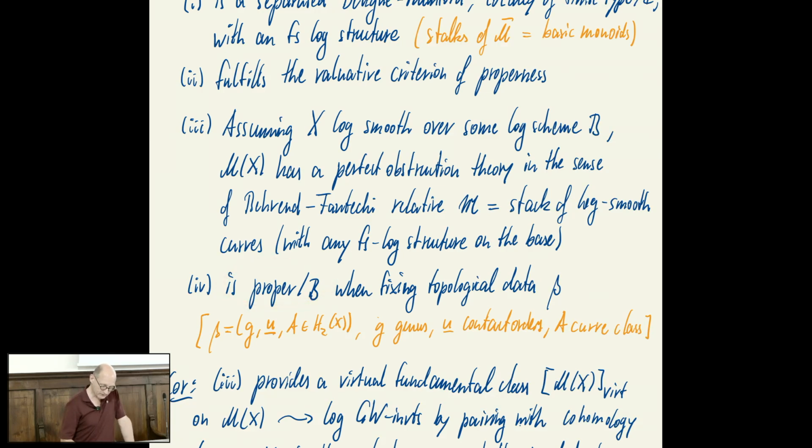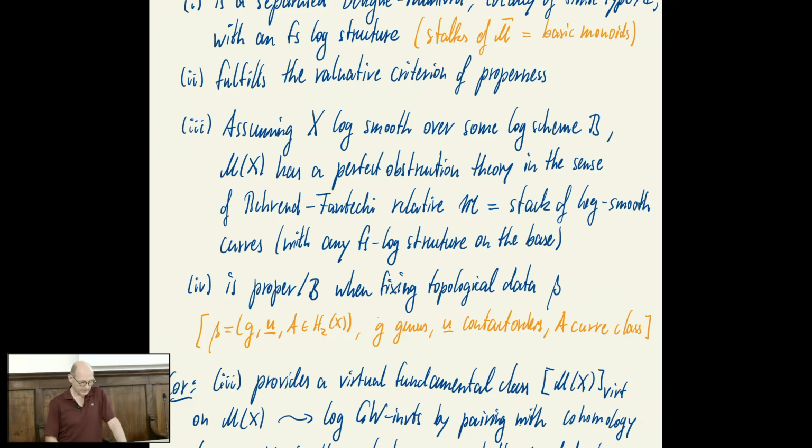And then to get log Gromov-Witten theory, you also need some perfect obstruction theory, some virtual formalism, and that just works, okay? But all the other points work when X is pretty much everything. Point 3 only works when you have log smooth over B. I mean, B might be something, but you have to be log smooth over some log scheme B.